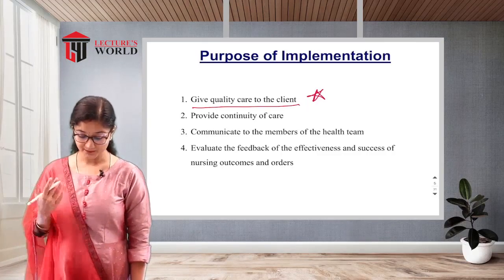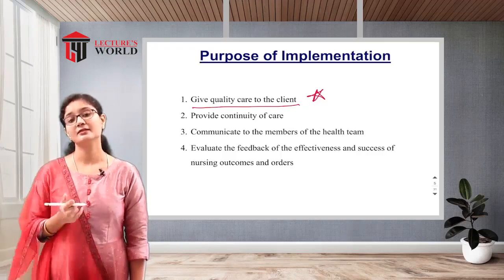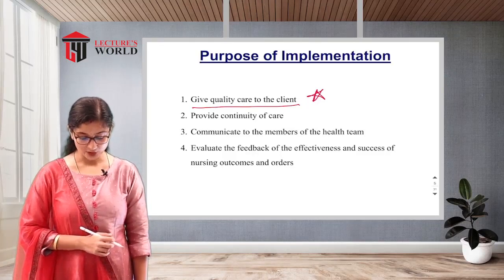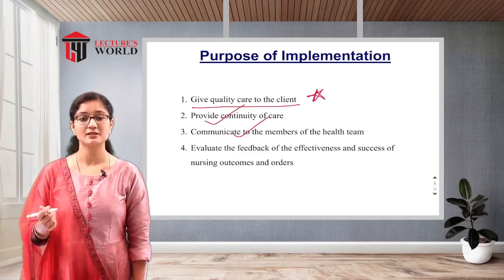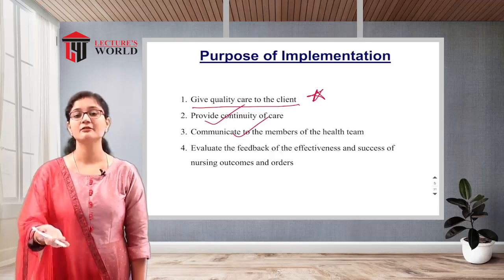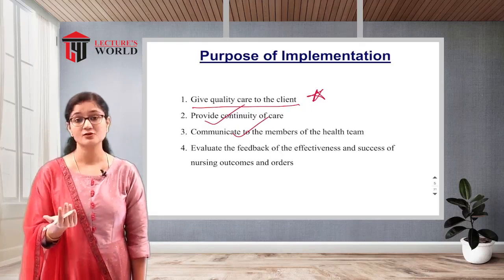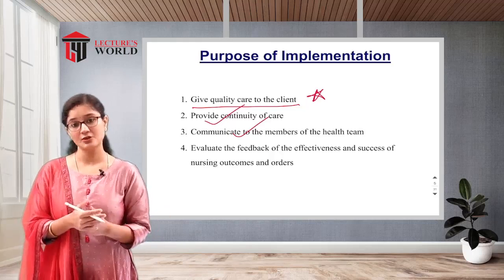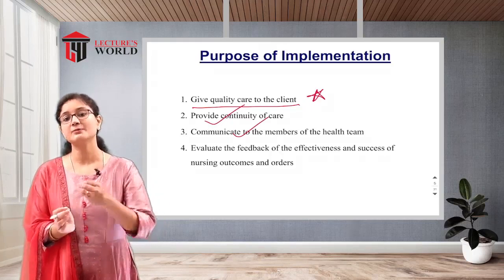Communicate to the members of the health team. For example, whenever you're caring, if you saw the fever was reduced, you need to communicate with the other healthcare team members. Evaluate the feedback of the effectiveness and success of the nursing outcome and order. What do you mean by evaluating the feedback of the effectiveness? That is the end. When you saw that the desired outcome was achieved, you can give feedback to the members who were involved with you, about the success of your nursing outcomes and the nursing interventions you planned. And if you were not able to achieve it, don't worry, you have to make little changes in your care plan and then provide care to your patient.